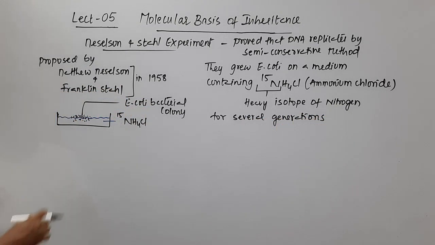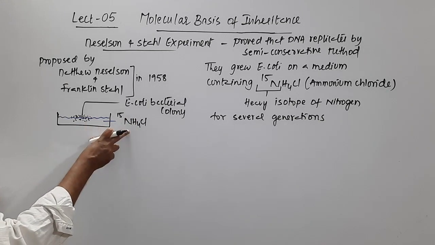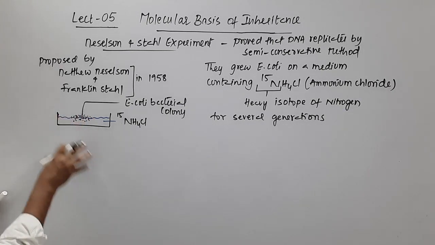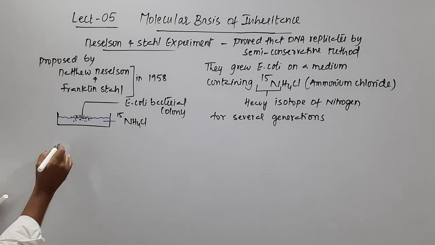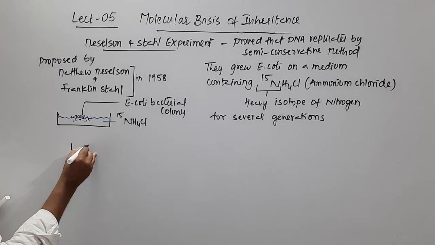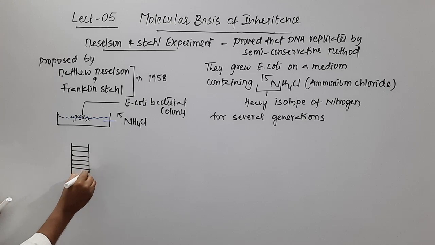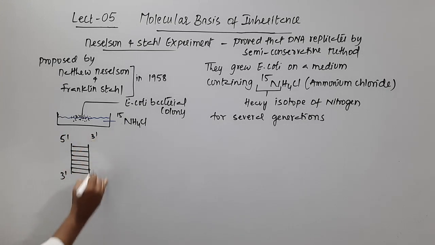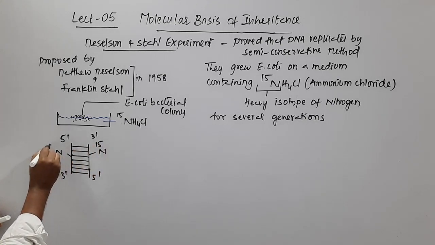After several generations, they took this E. coli from the N15 medium and extracted the DNA from the E. coli that were grown on N15H4Cl. Here I'm taking a DNA molecule, in which one strand has N15 and the other strand also has N15.